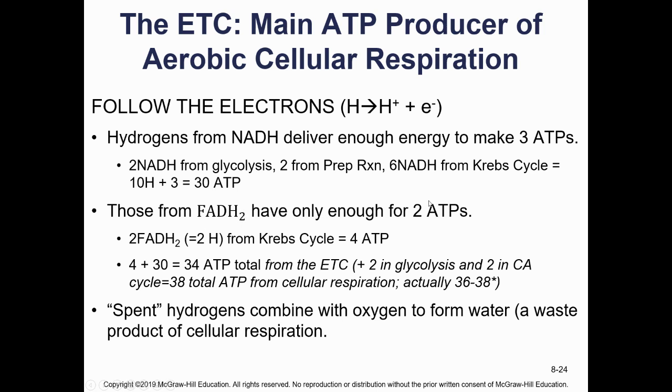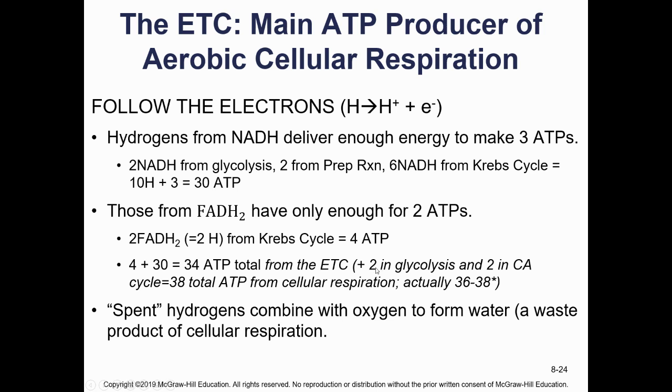And the FADHs, each one picks up another hydrogen, becoming FADH2. Each one of these hydrogens only has enough for 2 ATPs. So I have 2 hydrogens carried by FADH that come in from the Krebs cycle. That's 4 ATPs, 2 times 2 ATPs each. So my grand total: 4 from the FAD hydrogens and 10 from the NAD hydrogens, giving me 30 ATPs, for a grand total of 34 ATPs from the electron transport chain.